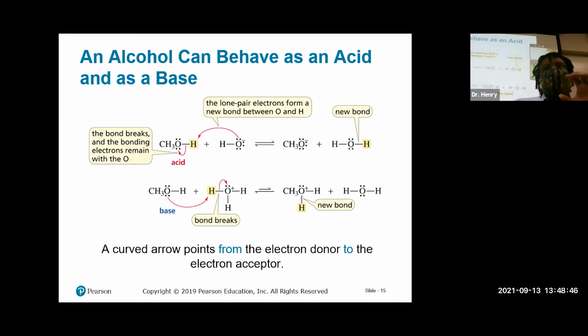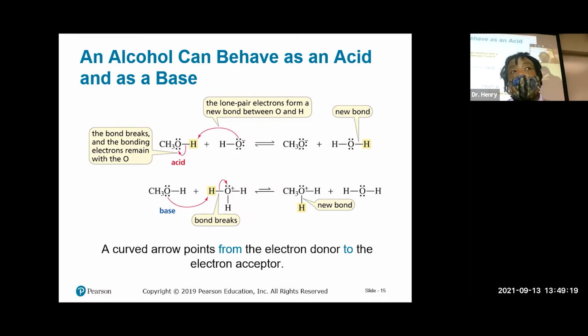So we're trying to move a little bit away from that concept of the proton donor, to make it so you look at it as the electron donor. So a base is going to be an electron donor, right? Because it has those extra electrons, it's going to be able to donate those electrons. And then the acid is going to be the electron acceptor. Right?